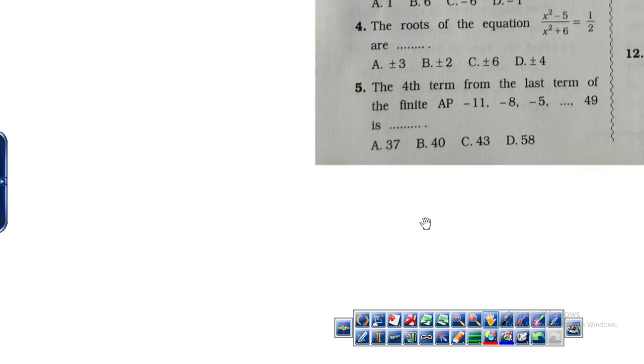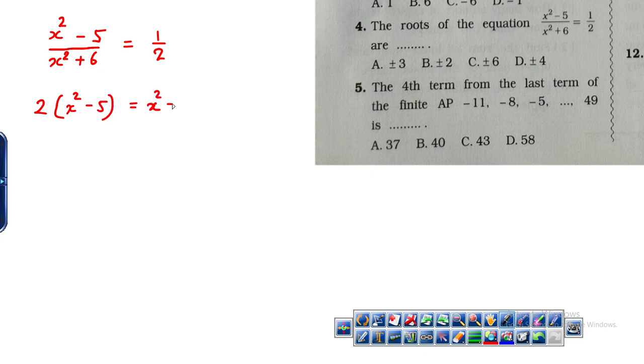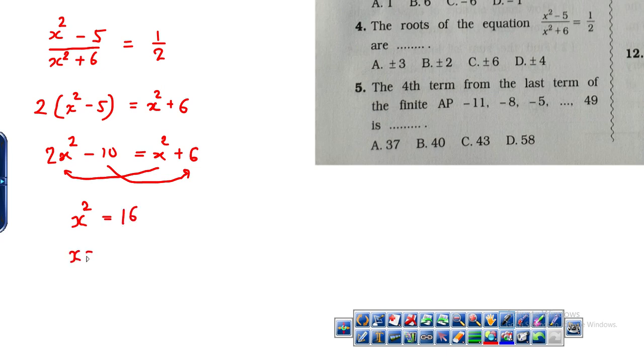Fourth objective, the roots of the equation are: (x square minus 5) upon (x square plus 6) is equal to 1 by 2. You do cross multiplication. 2 into (x square minus 5) is (x square plus 6) into 1. 2x square minus 10 is x square plus 6. x square becomes minus here, 10 goes there. If x square is 16, x is 4 or minus 4. Therefore, answer is option D.